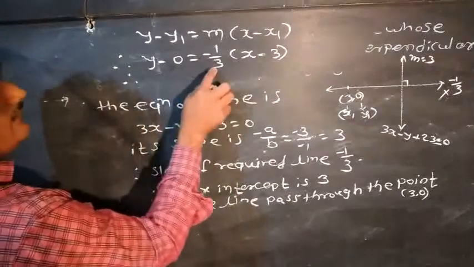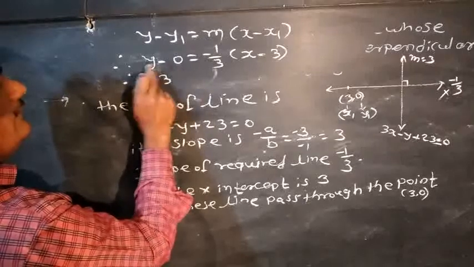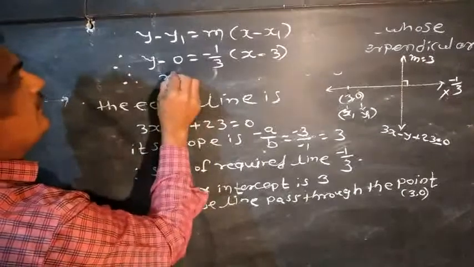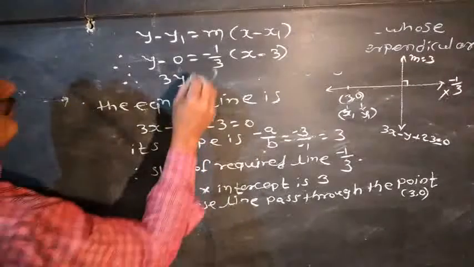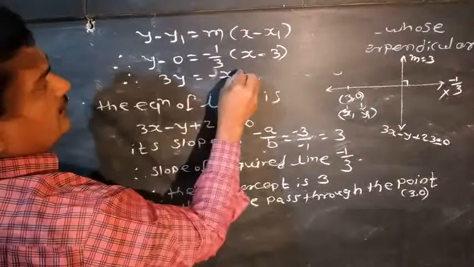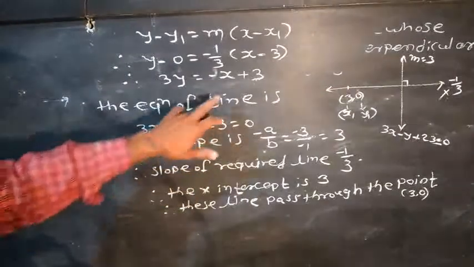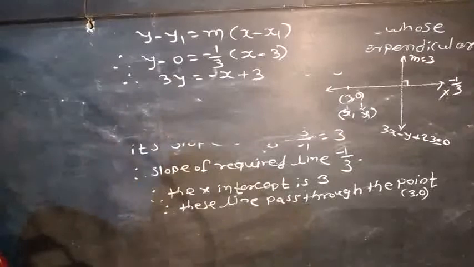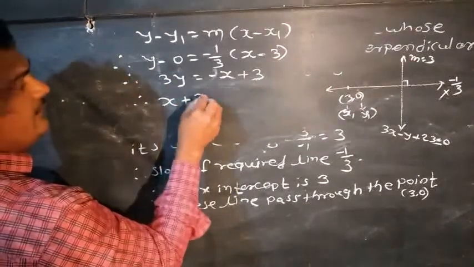Then take this division by 3 into the left hand side. Take this subtraction: y minus 0 is y. Then take this multiplication: the value is plus 3y is equal to minus 1 multiplied by x, which is minus x. Then minus multiplied by minus is plus 3. Then take this x into the left hand side, we get plus x. Then plus 3y.